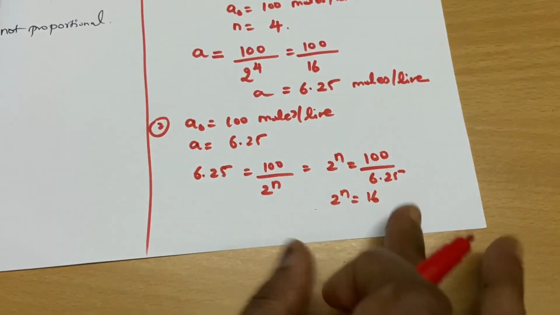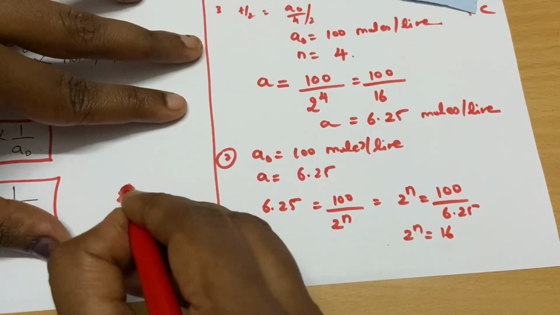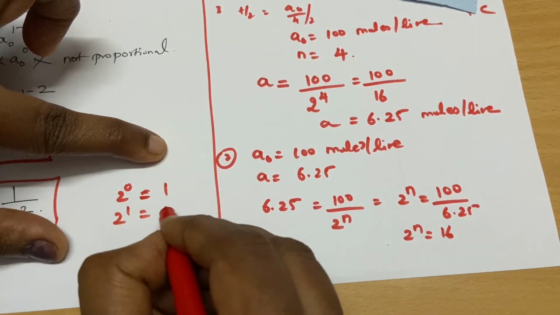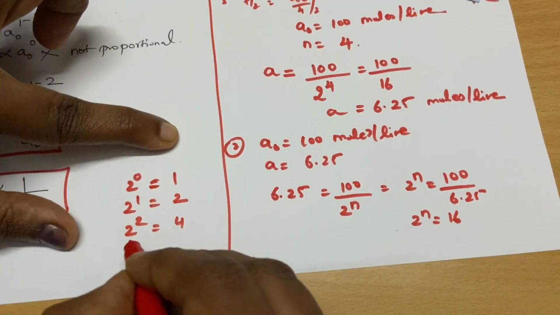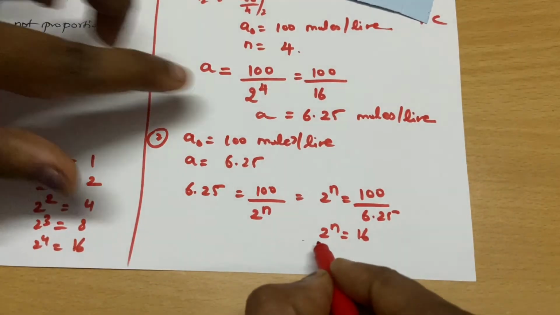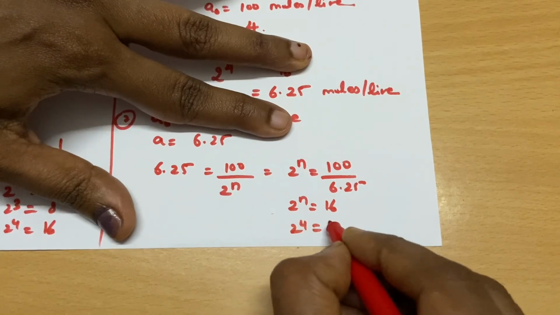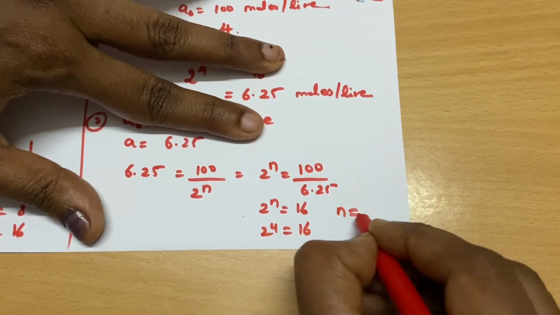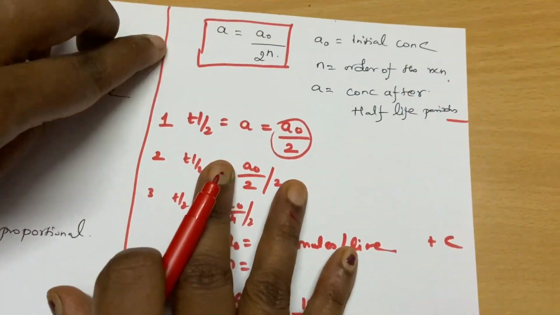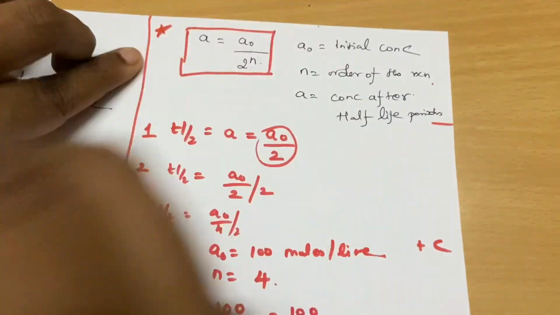You know 2 to the power 0 is equal to 1, and you may be knowing that 2 to the power 4 is 16. So n is equal to 4. You can use this formula for solving questions like this.